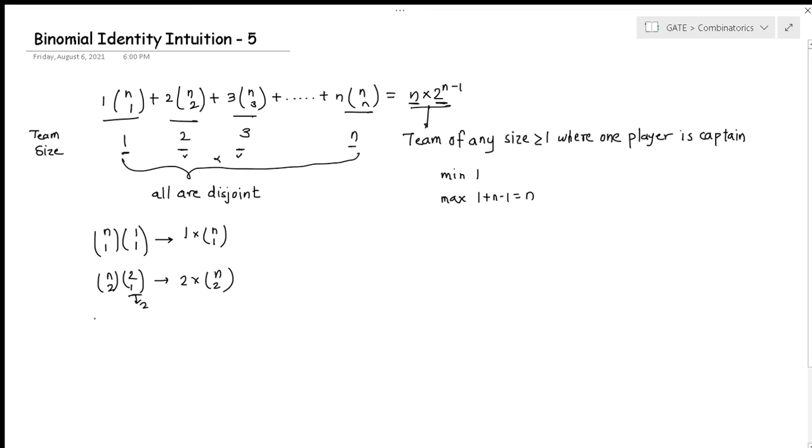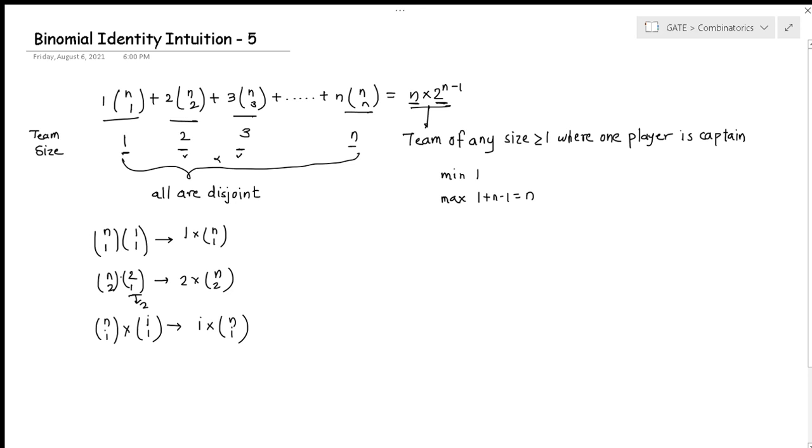Now let's say I want to make a team of size i. In order to do that, first I need to select the i players for my team, and after selecting the i players I need to choose one of them as captain, and that can be done in iC1 ways, right? So it will be i into nCi. So I guess you are now able to get the intuition behind how the whole thing is running.